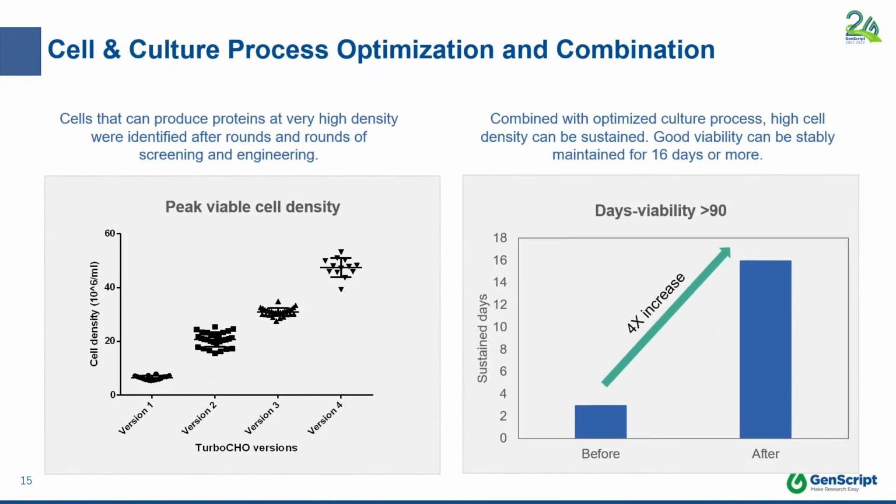In terms of our actual CHO cell, as I mentioned, this is GenScript's proprietary technology where we've been able to improve the cell density and viability over various iterations of the engineering. So you can see we've been able to get at least a fourfold increase where the cells are at 90% viability.